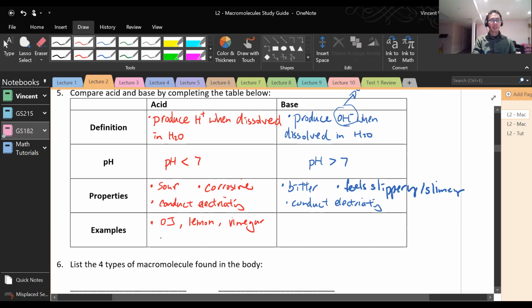Bile. Hydrochloric acid, that's correct. Bile is what your liver makes, and that helps you break down fat. So that's actually not an acid, but good try. So HCl. Okay, base.